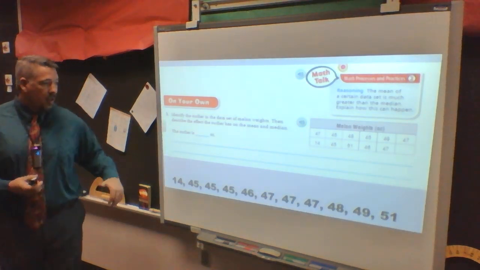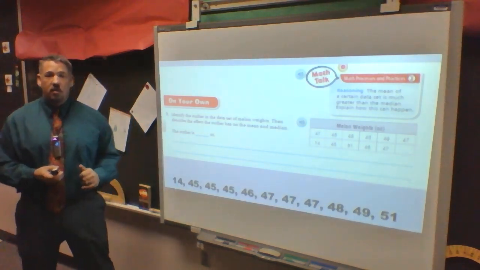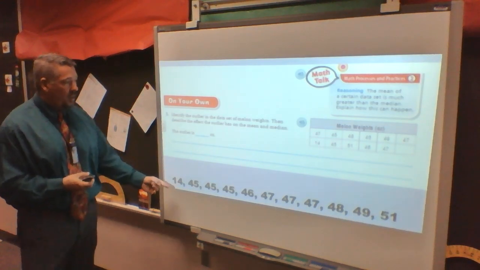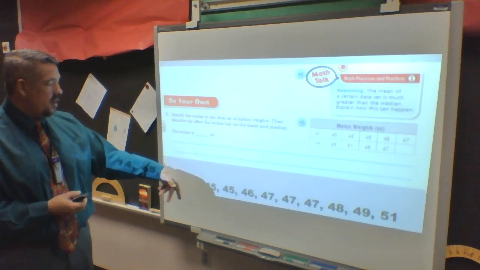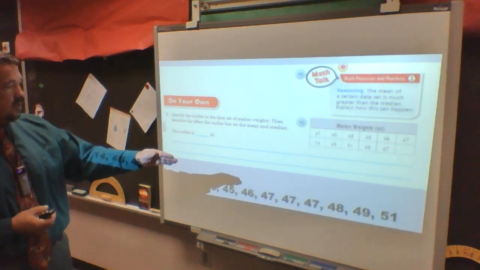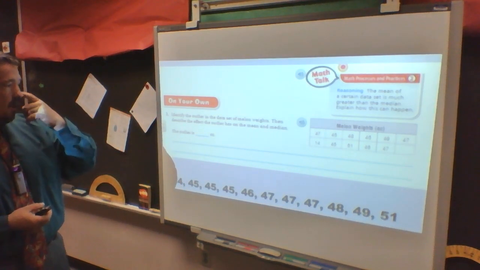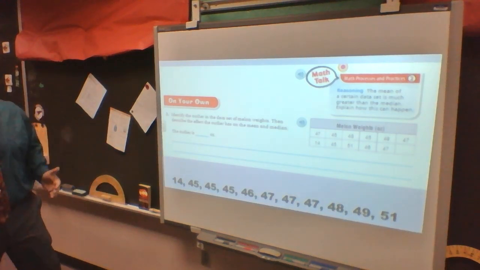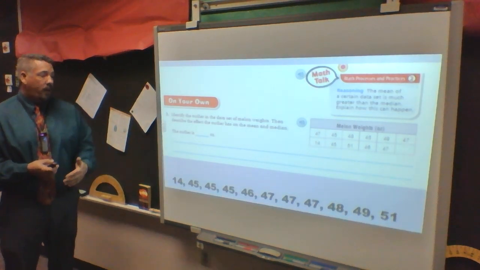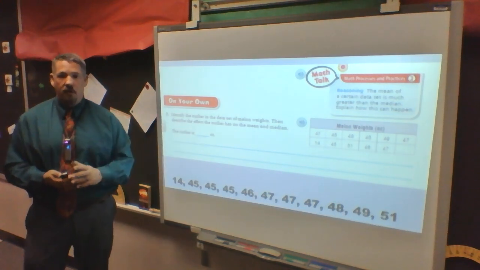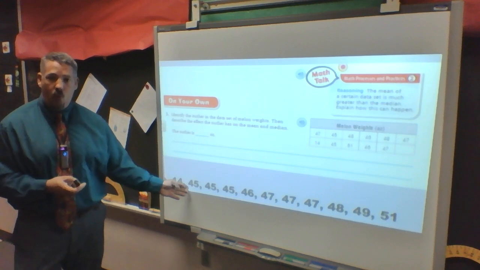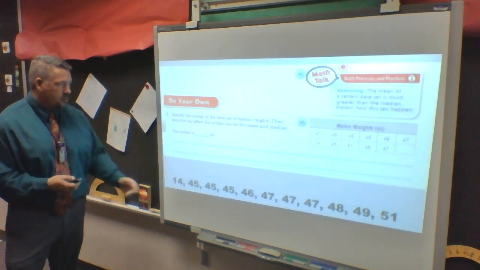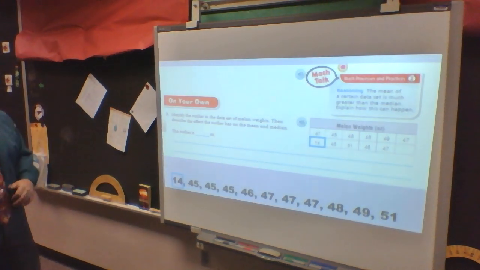I just like to list my numbers in order from least to greatest. I put my 14, then I have 3 45s, followed by a 46, 3 47s, a 48, a 49, and then the 51. Once I have them in order, then I can quickly identify, I could just look at that chart and identify also, that my outlier has to be 14 because everything else is from 45 and up. 14 is way off. So I'd have to say that my outlier is the 14 ounces.